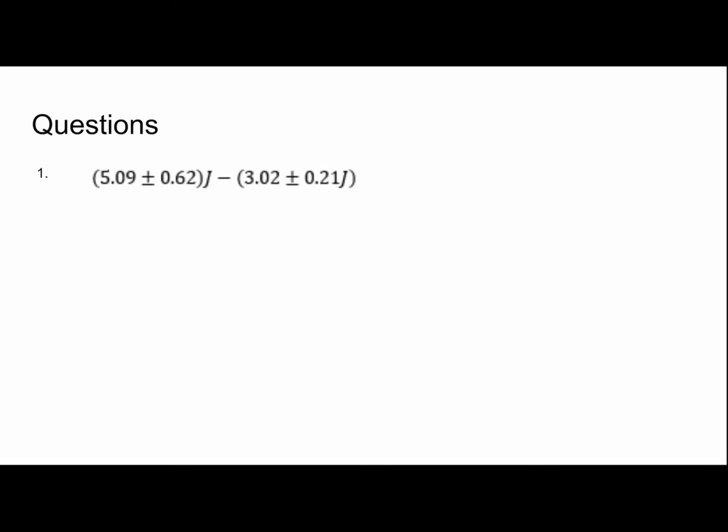A couple of questions here. Question 1: 5.09 plus or minus 0.62 joules minus 3.02 plus or minus 0.21 joules. Try this question by yourself first. This relates back to rule number 1. When we're subtracting uncertainties, the actual values are subtracted, but the uncertainties are added. So we'll have 5.09 minus 3.02 plus or minus 0.62 plus 0.21, which gives us 2.07 plus or minus 0.83 joules.